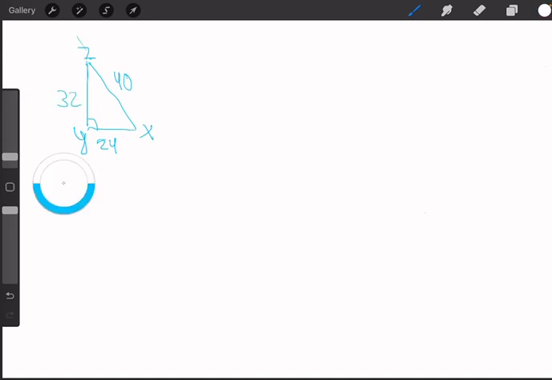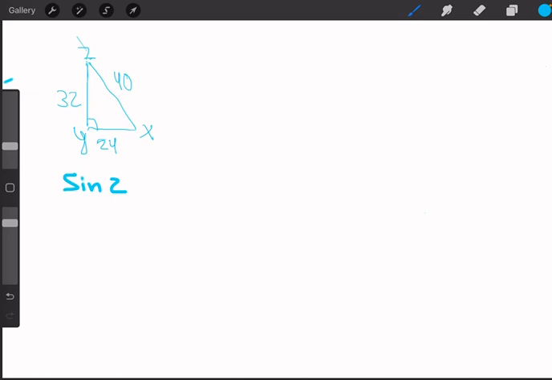Okie doke. So our next problem is another right triangle, of course, because SOHCAHTOA. ZXY is this triangle, and then ZX is 40, XY is 24, and ZY is 32. In this problem, we want to find the sine of Z.